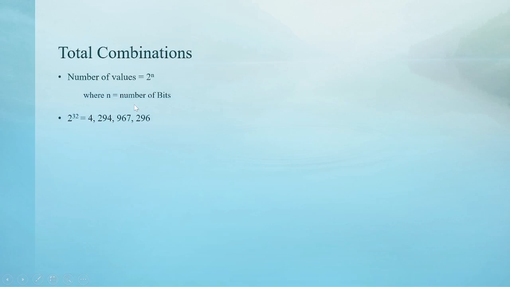We already know how to calculate the total combinations. The total number of values is calculated using the formula 2 raised to n, where n is the number of bits, and here n will be 32 because int has 32 bits. The total possible binary combinations is 2 raised to 32, that is more than 4 billion different values.